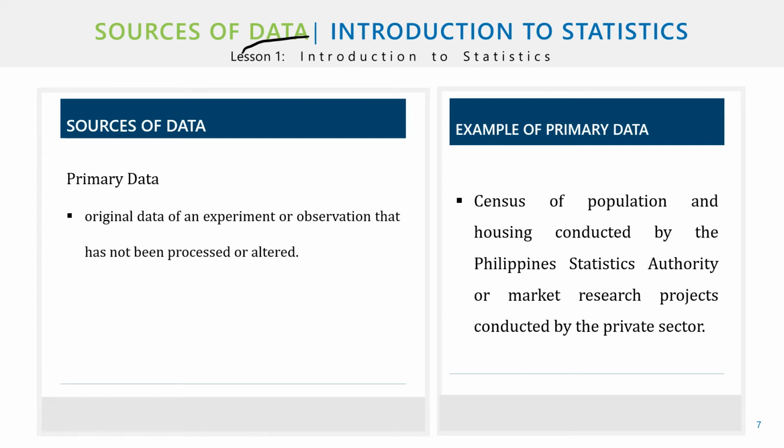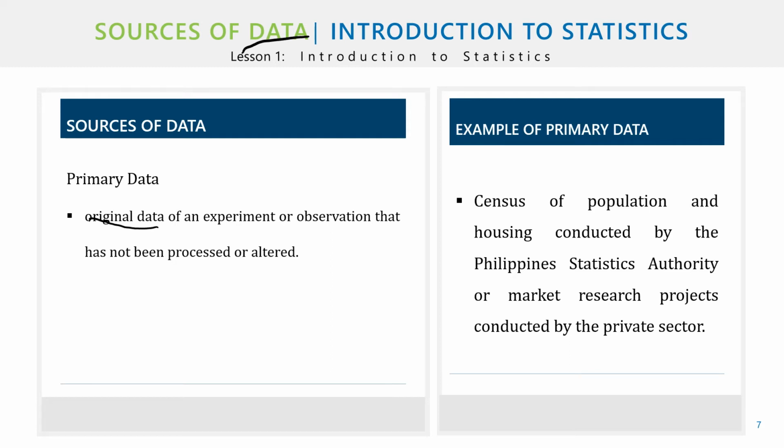So, now we will discuss two types of data, which are, first, let's start with primary data. So kapag sinabi natin primary data, we are talking about the original data. Okay? Original data of an experiment or observation that has not been processed or altered. So ibig sabihin, itong original data na to, ikaw mismo yung gumawa at wala pang nakakagawa. Wala kang pinagbasehan ng mga authors, wala kang pinagbasehan ng tao, ikaw ang kauna-unahang gumawa.